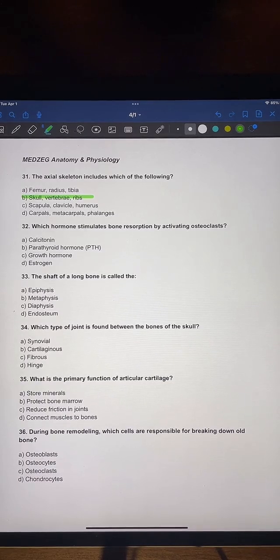Oh, you got cut off. Okay, sorry. My bad. 32 is B. It is parathyroid hormone. 32 is B, parathyroid hormone.